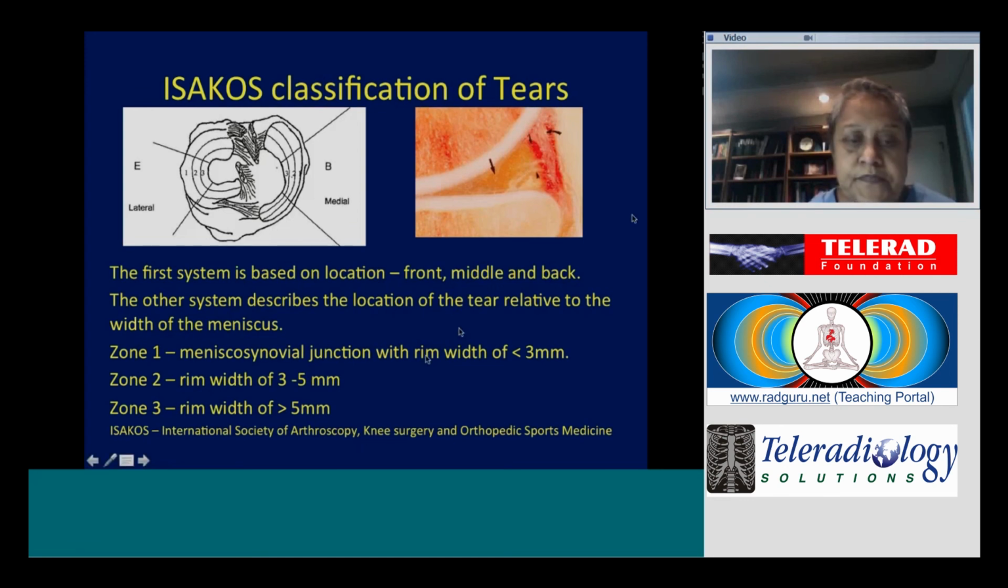Zone 1 is the meniscosynovial junction, which is usually anything less than 3 millimeters from the outside of the meniscus. When the rim width is 3 to 5 millimeters, we are looking at zone 2. And when the rim width is greater than 5 millimeters, we're looking at zone 3. Originally, they used to call this the red-red, which was zone 1, red-white, which was zone 2, and white-white, which was zone 3. This has fallen into disfavor or disuse because the vascularity is significantly different from one patient to another.